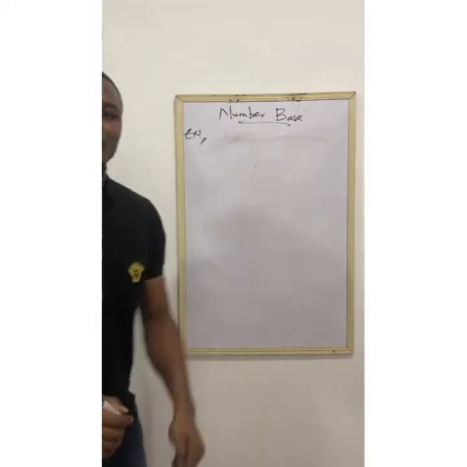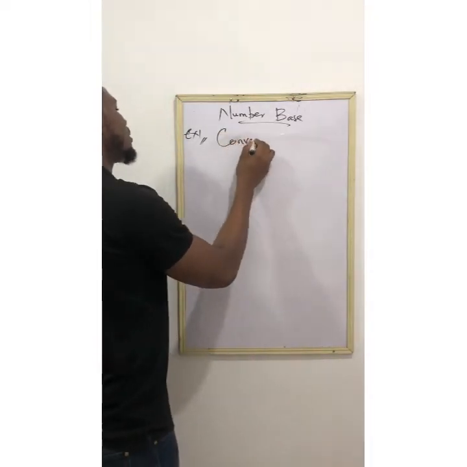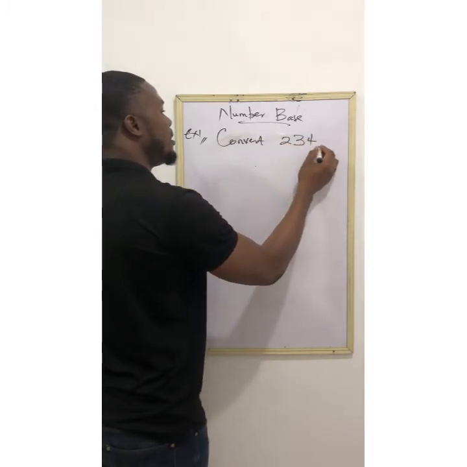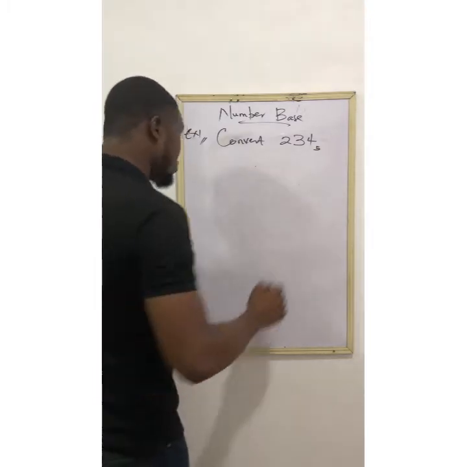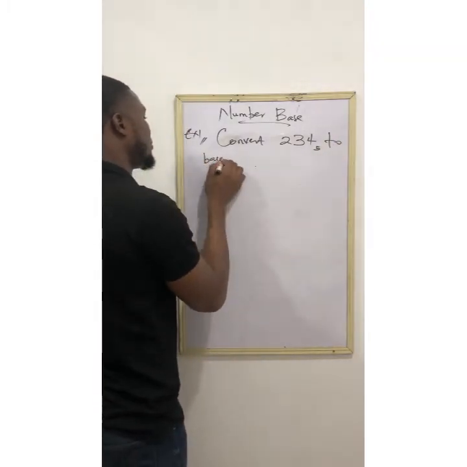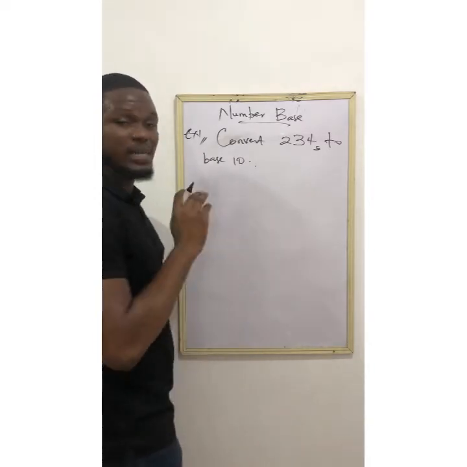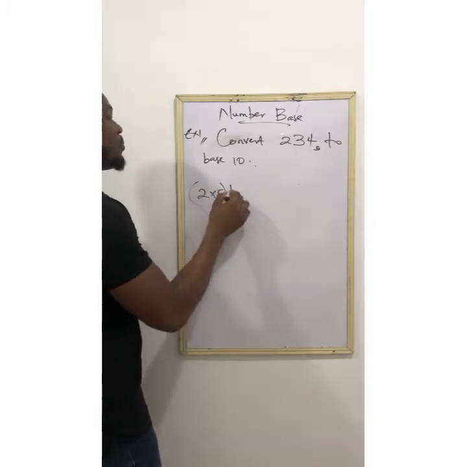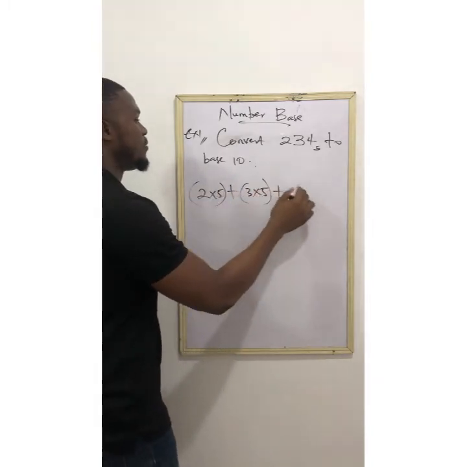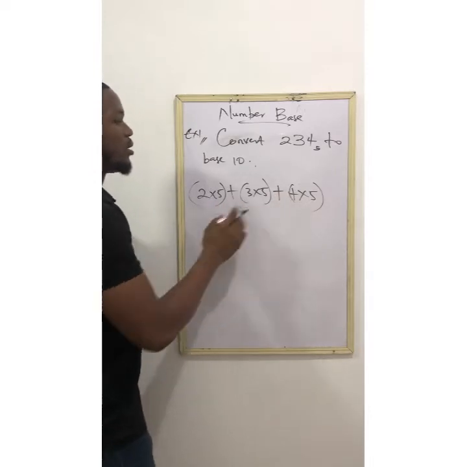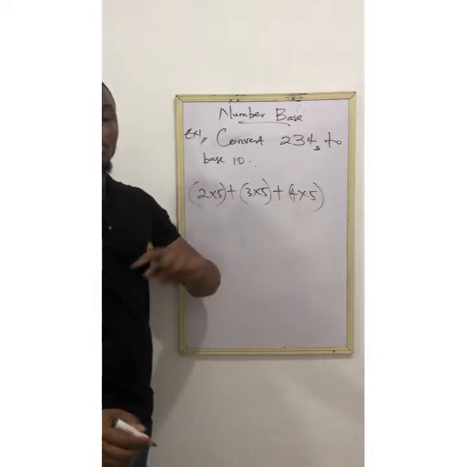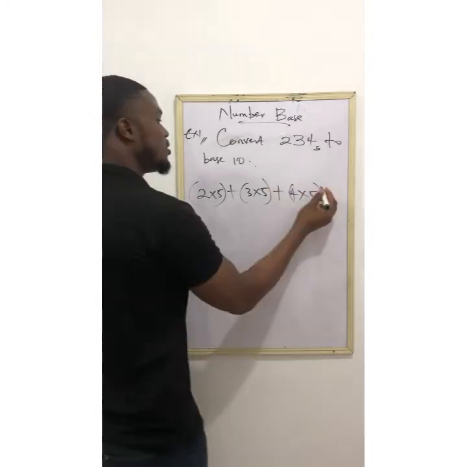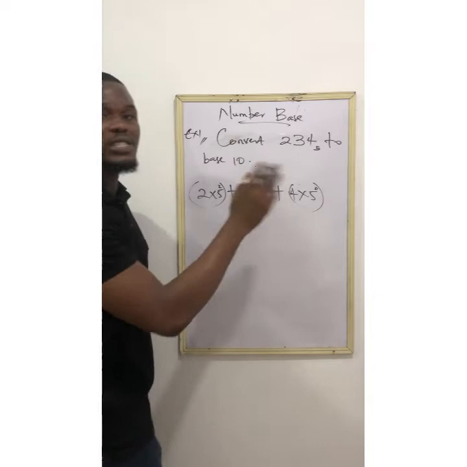Okay, so let's try another question. Convert 234 base 5 to base 10. The same format. Multiply each of the digits by the base. 2 times 5 plus 3 times 5 plus 4 times 5. And then you add all of them. But remember to put the power on the base from the last one in increasing order. So 0, 1, 2. Always start from 0.